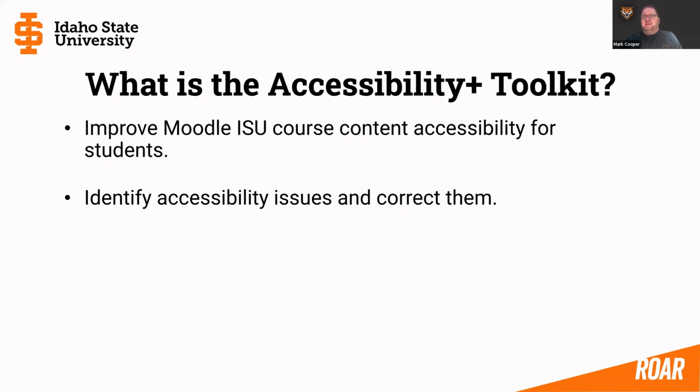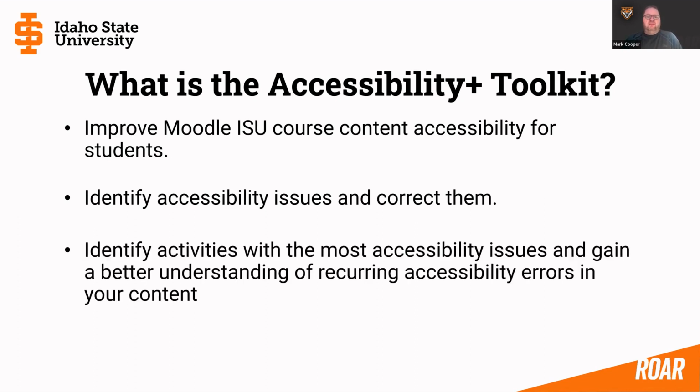So you could run an analysis to get a report of the accessibility issues in your course. And then you could use a variety of wizards, and we're going to talk about those later, to conveniently and easily correct these issues. You can identify activities with the most accessibility issues so that you gain a better understanding of the recurring accessibility issues that you run into within your course content. The toolkit gives you the ability to use reporting in the Accessibility Toolkit for accessibility data analytics, which you can use to find these errors and see the trends.